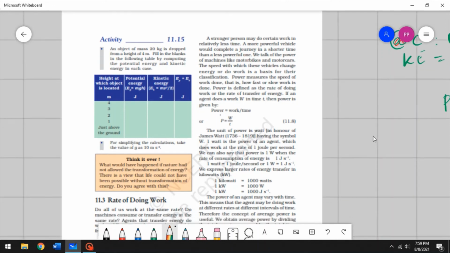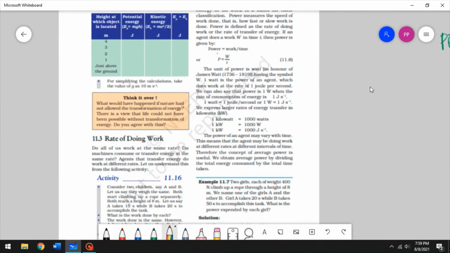Alright, so power is work by time, and the unit of power is watt. What is the unit of power? It's watt. Alright, so watt is in honor of James Watt, and it has a capital W symbol. So weight, work, and watt are all capital W. So you just need to go by whichever one based on the context.